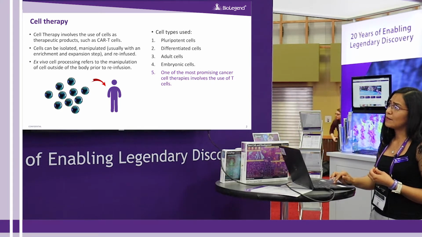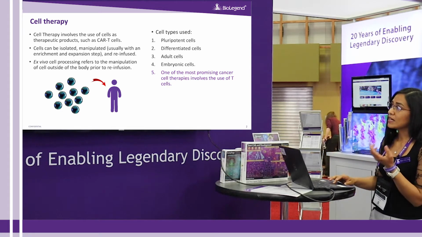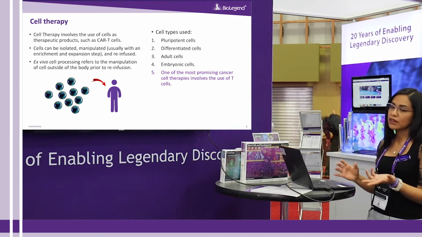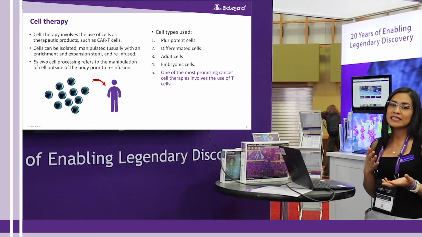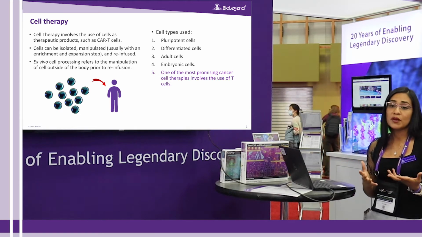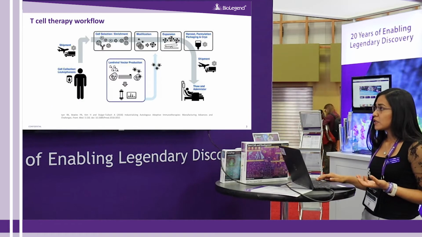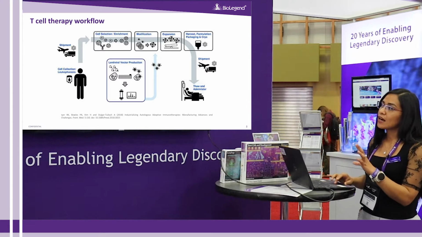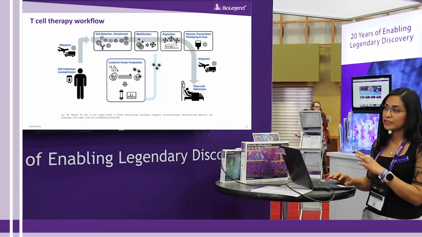So currently there are some types of cells that are being used for cell therapy. One is the pluripotent cells, some more differentiated adult cells, embryonic cells, but for sure the T cells are the most popular and one of the most promising therapies right now. This is a general picture about the cell therapy for T cells.